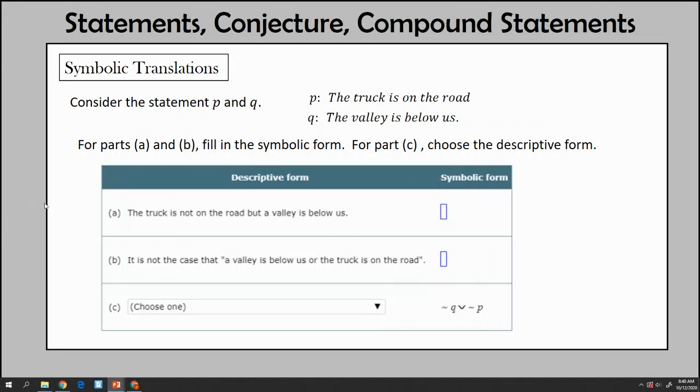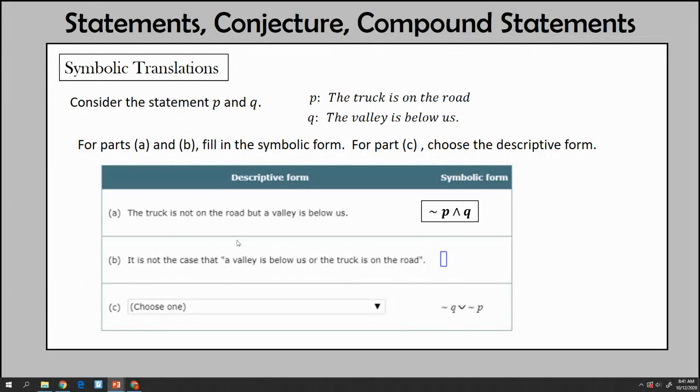Okay. Another set of these. P, the truck is on the road. Q, the valley is below us. Same deal. The truck is not on the road, but a valley is below us. Now, we didn't really use the word but if you look through some examples, but is like and. It's like and, joining it with and. So the truck is not on the road. That would be the negation of P. And the valley is below us. So it'd be negation of P and Q.